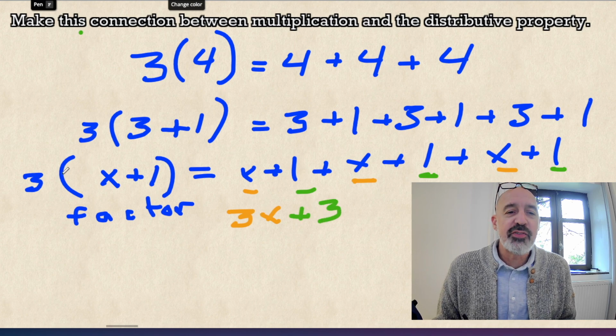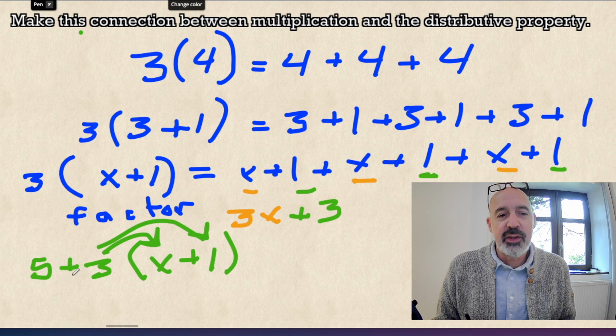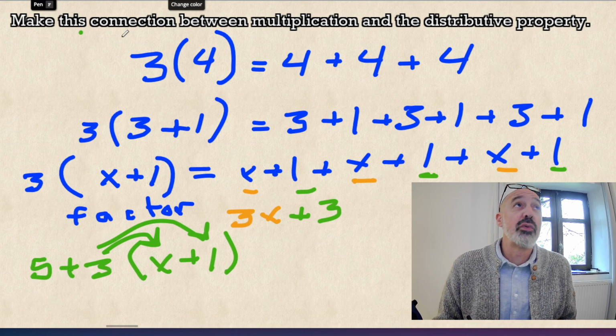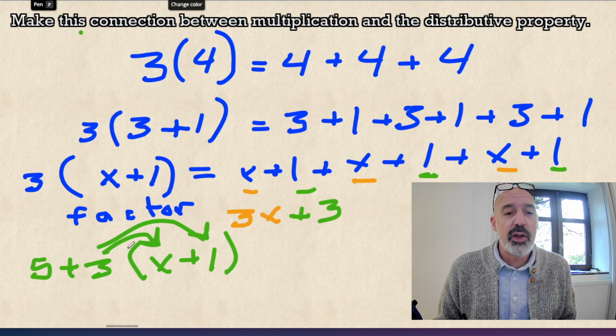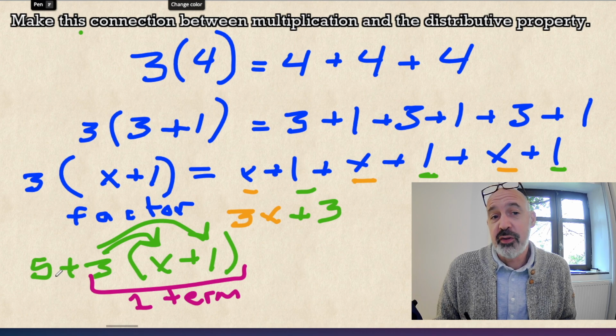So I'd recommend doing this instead of just doing the old-fashioned method of talking about literally distributing the 3 across both parts of the term, because even though kids can do that, once they see another term, like a 5, in front of that 3, they're not going to see any reason to not combine 5 plus 3, because kids really need to see that this term right here, 3 times x plus 1, this is the one term that needs to be simplified first before you add 5 to it. And that's really confusing for a lot of kids.